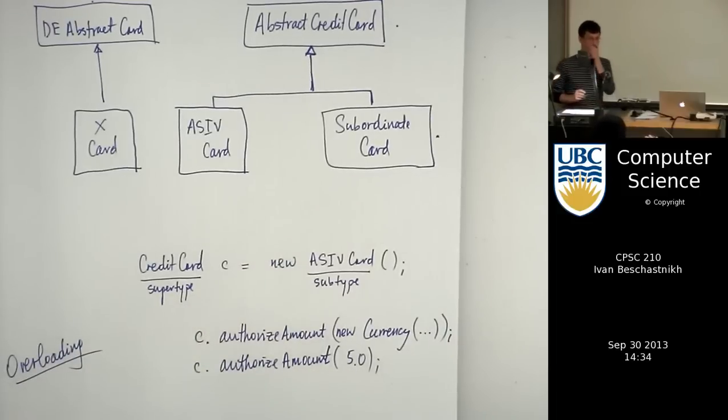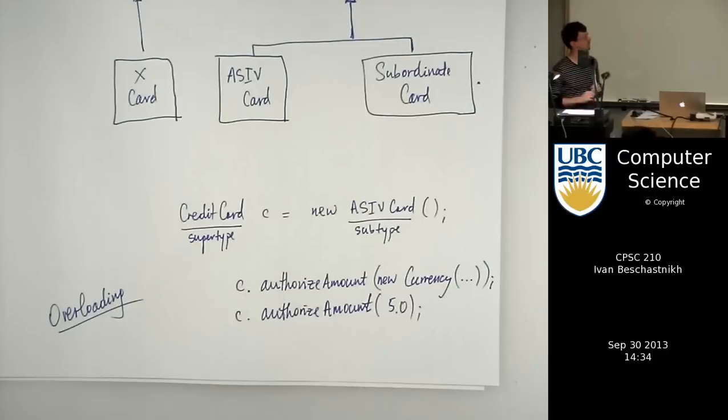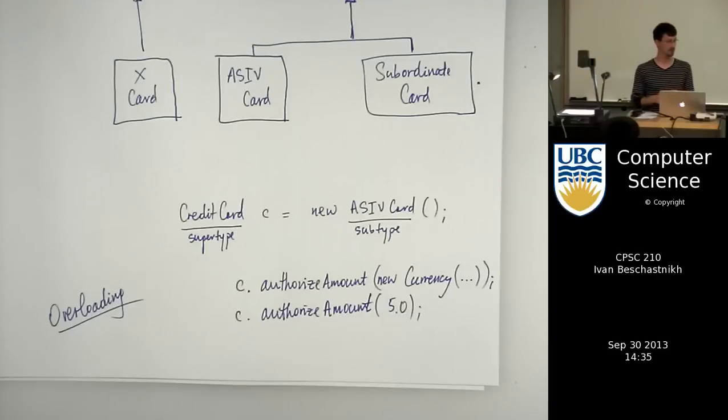When I overload, I create methods that have identical names, but what differs is their arguments. So authorize amount here takes a different argument. When you're running the program at runtime, Java will decide whether the argument is a currency object or a double. Depending on which of these you give it, you'll call either this authorized amount or a different authorized amount. So it's going to be resolved dynamically at runtime.